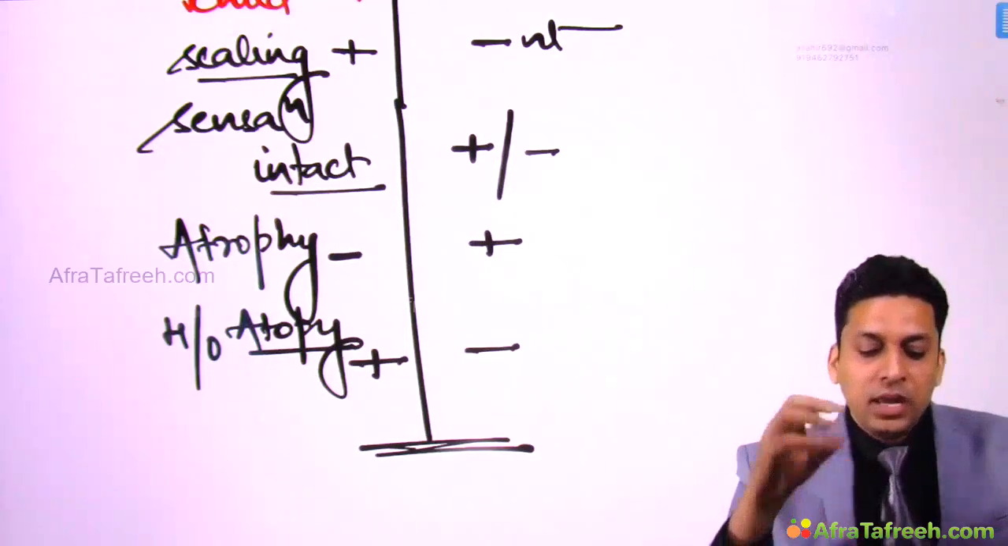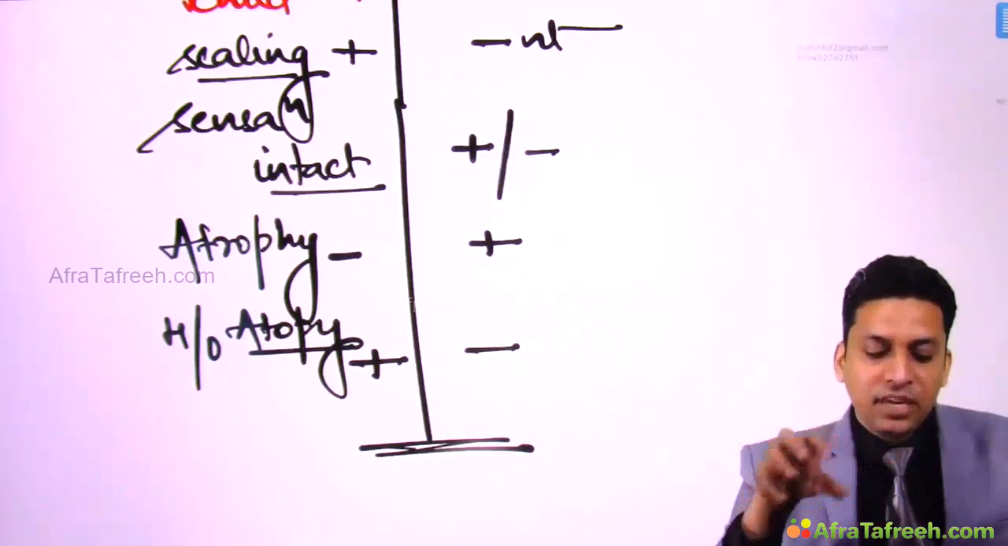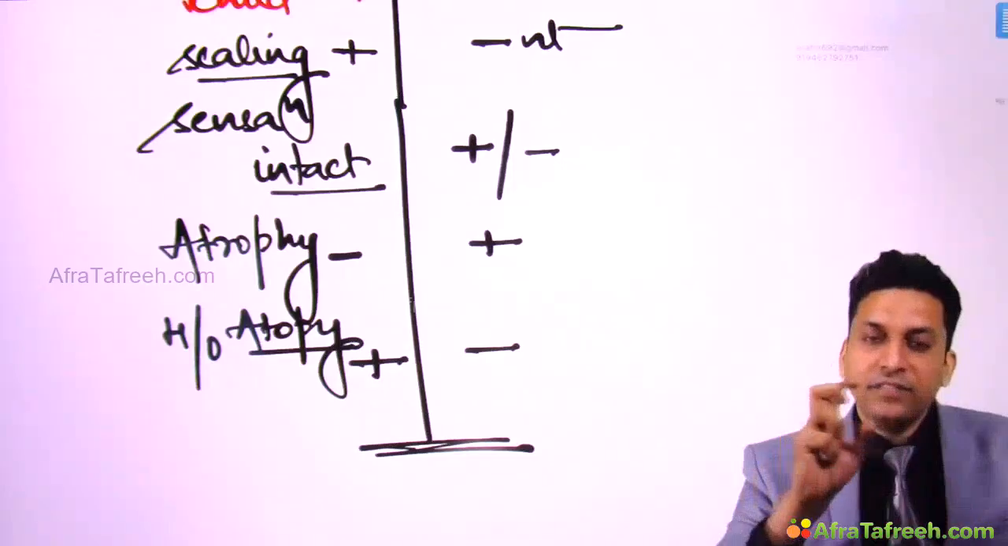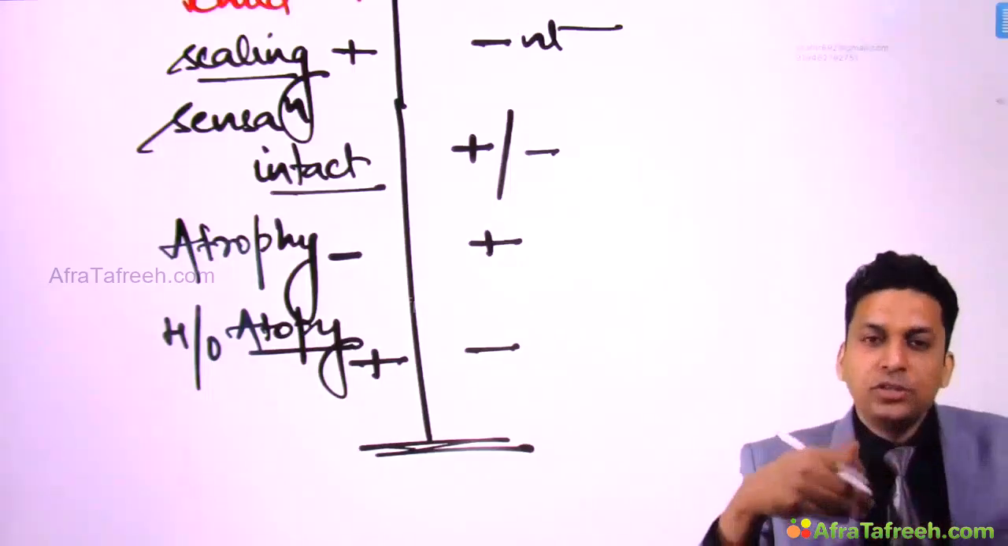Okay, so if there is scaling, it is alba. If there is sensation which is impaired, it is leprosy. If atrophy is present, then it is leprosy. And if there is a history of atopy present, then it is probably alba. So with the help of these points, you can very easily differentiate.